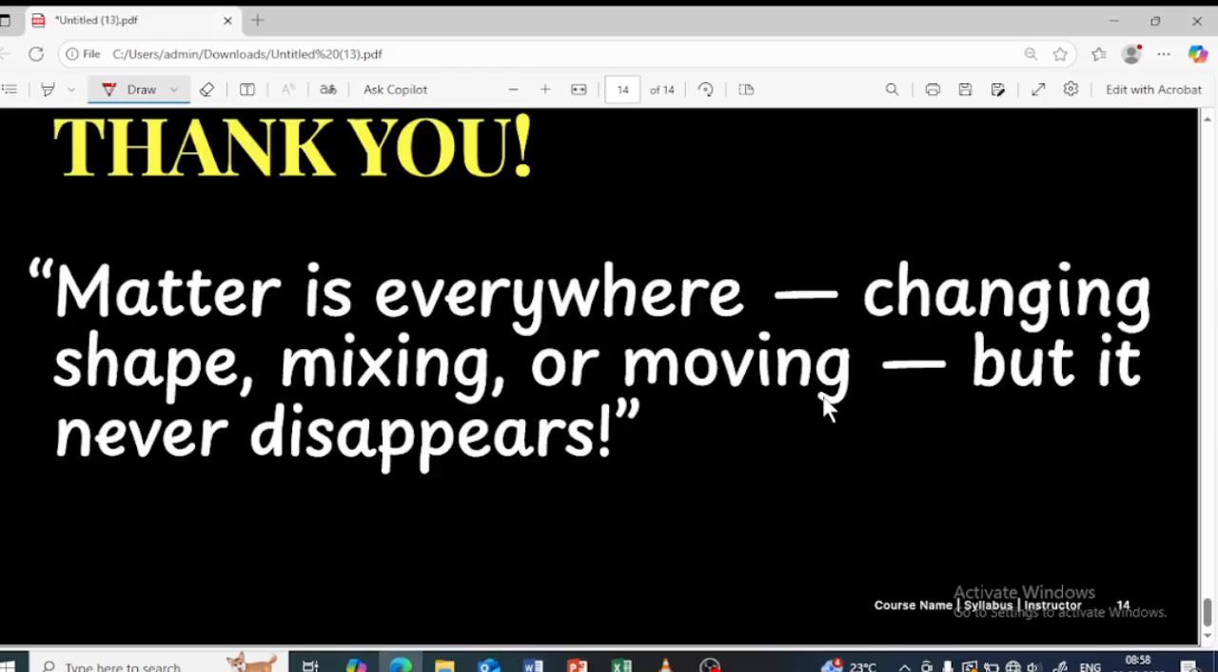So matter is everywhere, changing shape, mixing or moving, but it never disappears.